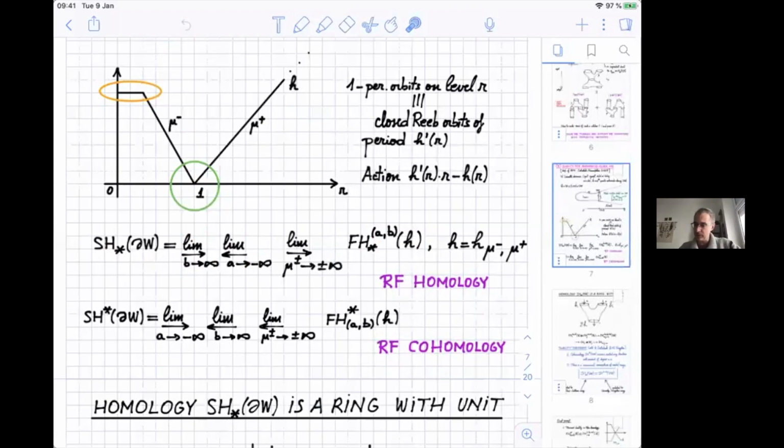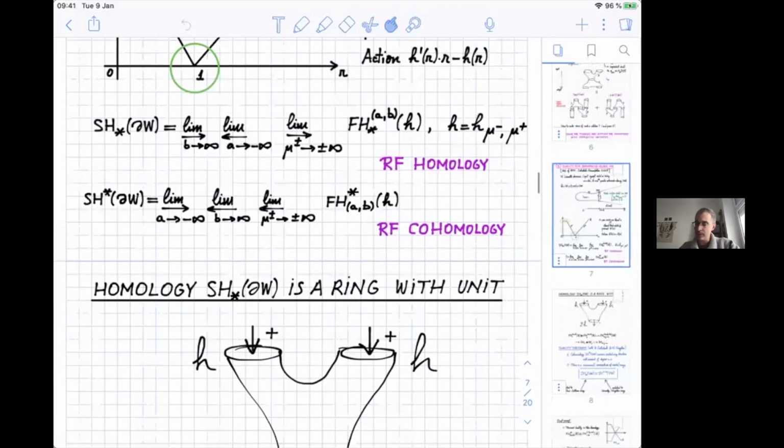So that's for homology. And cohomology is defined similarly, from the same Hamiltonian, except that rather than picking homology, Floer homology, we pick Floer cohomology. Again, we will let the slope of the Hamiltonian go to plus infinity, minus infinity, and then we will take an appropriate limit. Now, the main point of the construction, and which explains the order in which we take the limits, is the fact that we wish this object to be a ring with unit.